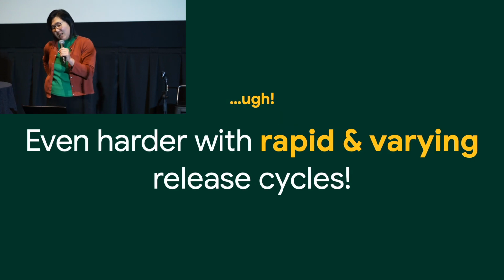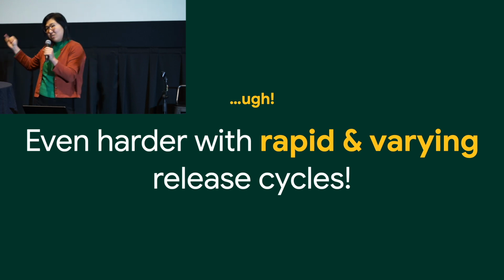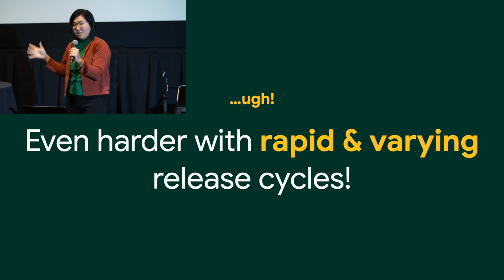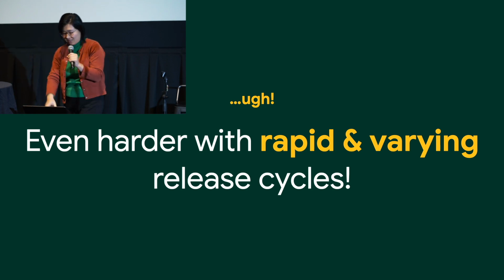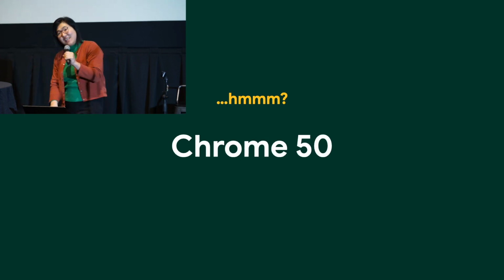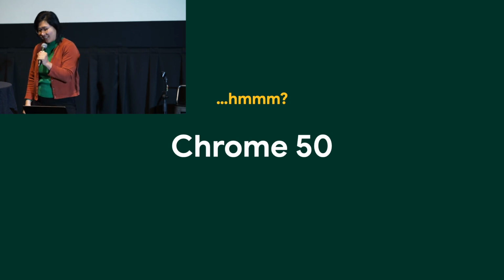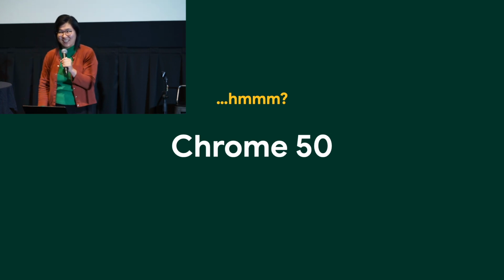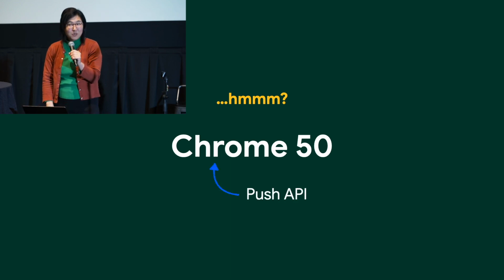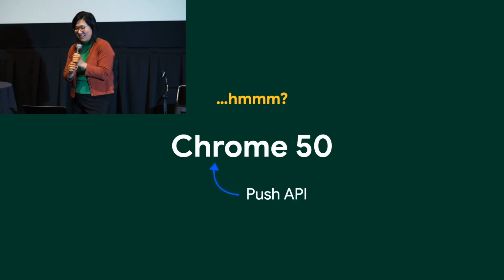We also have fast and different release cycles for browsers. Chrome, Edge, and Firefox ship more or less monthly, and Safari less frequently, and you don't exactly know when the new versions are coming out. And these releases also come with meaningless numbers, like Chrome 50. Can you tell me what exciting feature landed in Chrome 50? This is 2016. It's the Push API. This was the time that Chrome landed the Push API.